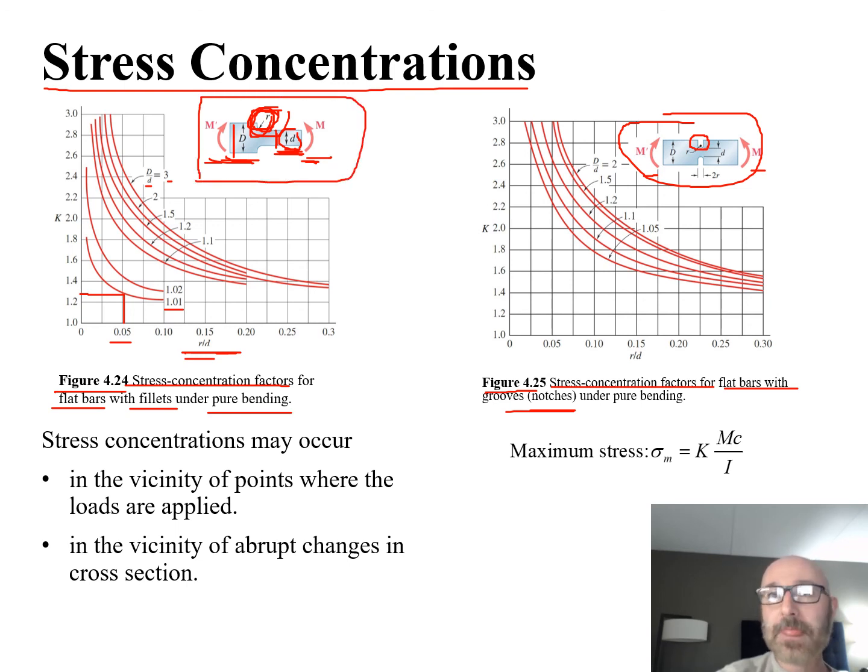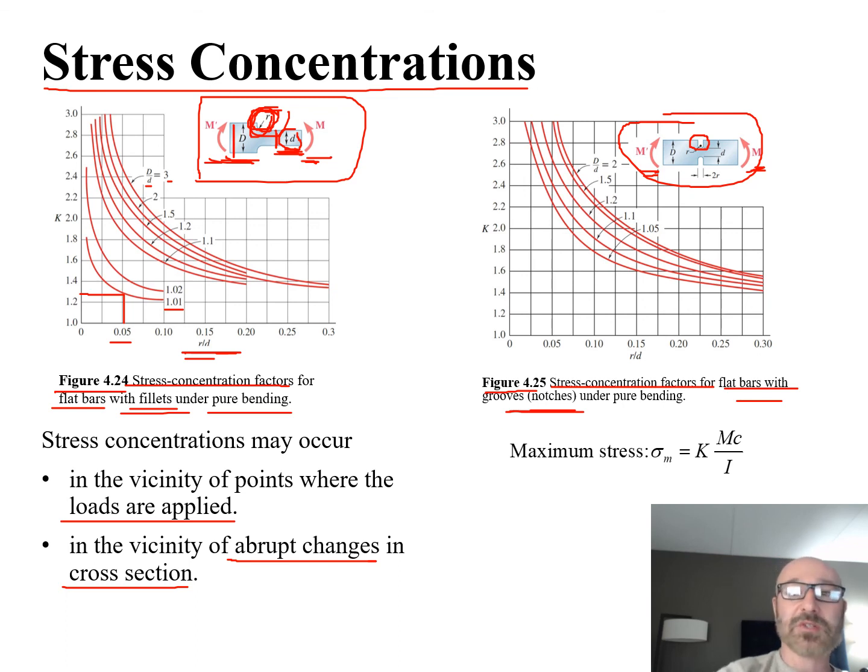But again, this is different. This is for a flat bar with fillets, and the other is for a flat bar with notches, both under pure bending, where again we're assuming this M is going to be a constant value given in the problem statement. So the stress concentrations may occur in the vicinity of points where the loads are applied, and in the vicinity of abrupt changes in the cross section. That's why getting these ratios and dimensions just right is important, to minimize areas where we don't want those to occur.